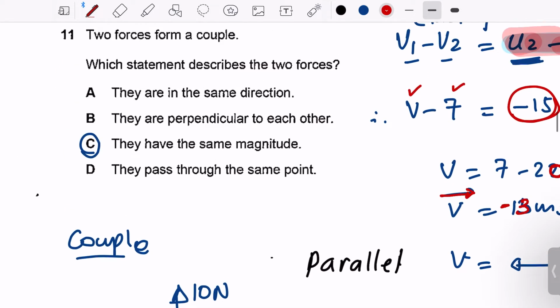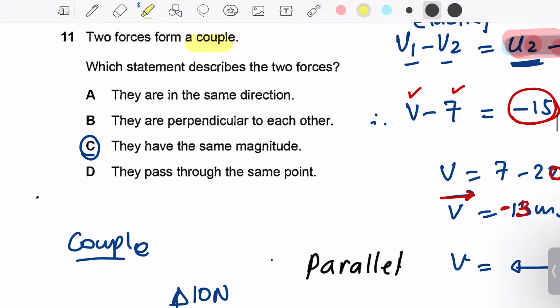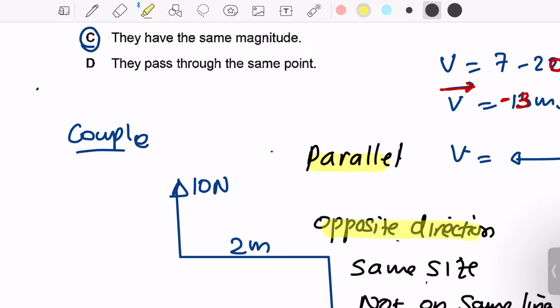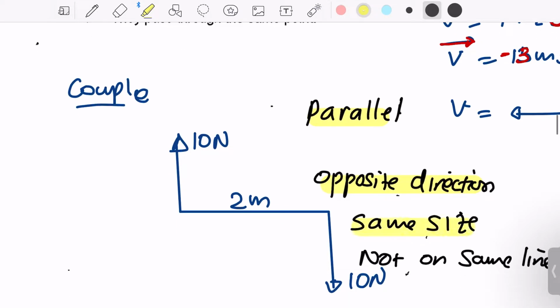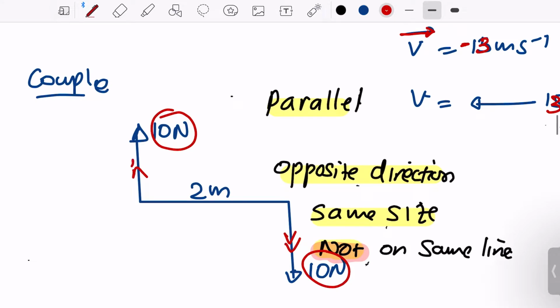Question number 11 is about a couple. In physics, a couple means two parallel forces. They must be in opposite direction, they must be of the same size, and they should not act on the same line. They should have a gap between them. Example, in this one, same size, opposite direction and parallel.